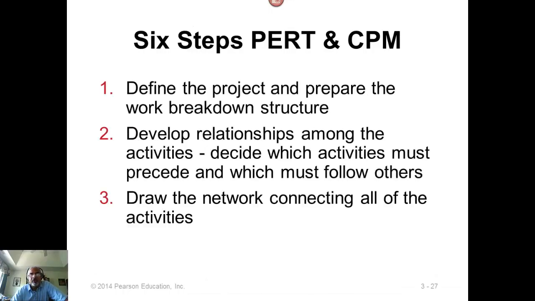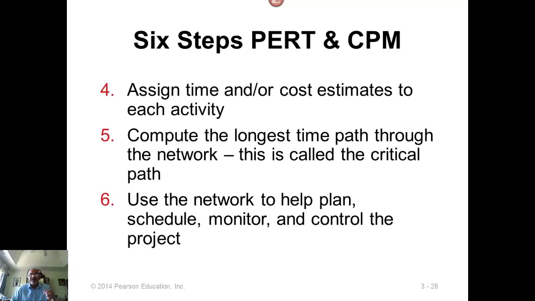Okay. The 6 steps of PERT and CPM, some of these we already went over: the planning, the management and control. So first is planning: define the project, prepare the work breakdown structure, develop the relationships among the activities, because some activities must be completed first before other activities can begin. These are called precedence relationships. Once the precedence relationships are set, then you represent them in a network by drawing a network, and we'll look at an example of that. And then we assign time and cost estimates for each activity.